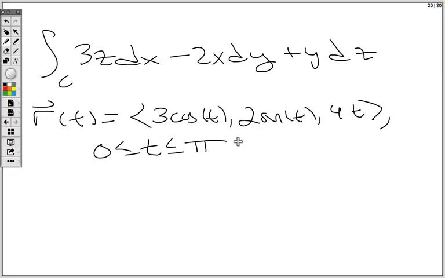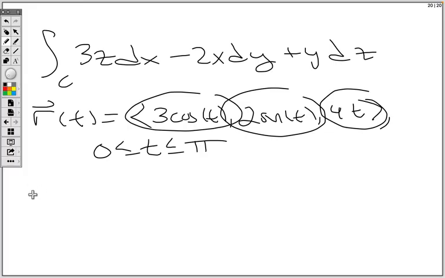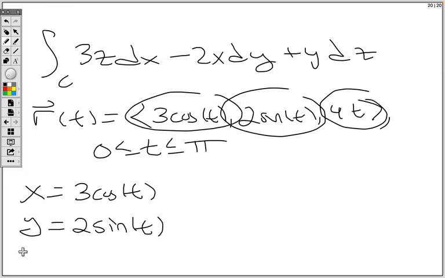So once again, we have a line integral. They give us the parameterization. So what we need to do is to rewrite this integral in terms of what letter? So what's going to be the, yeah, t, that's the independent variable. So from this parameterization, I can identify my x, y, and z. On this helix, x is always going to be given by 3 cosine of t. Y is going to be given by 2 sine of t. Z is going to be given by 4t.